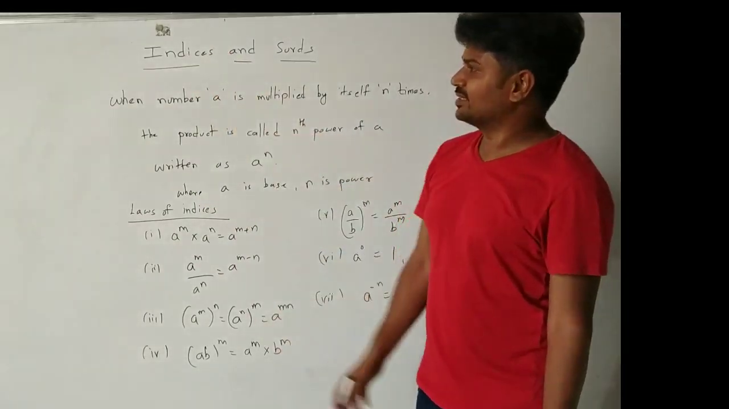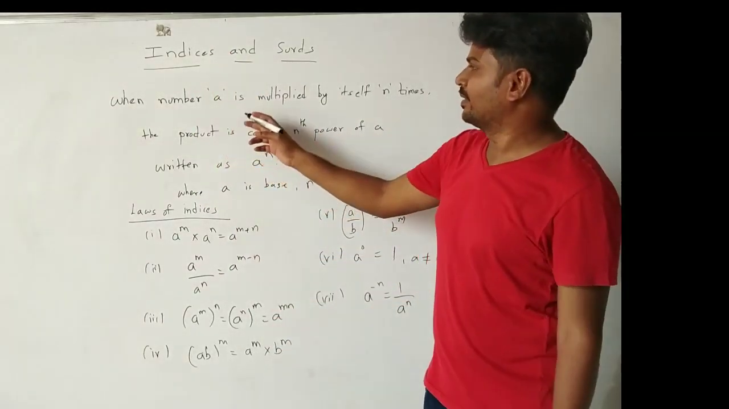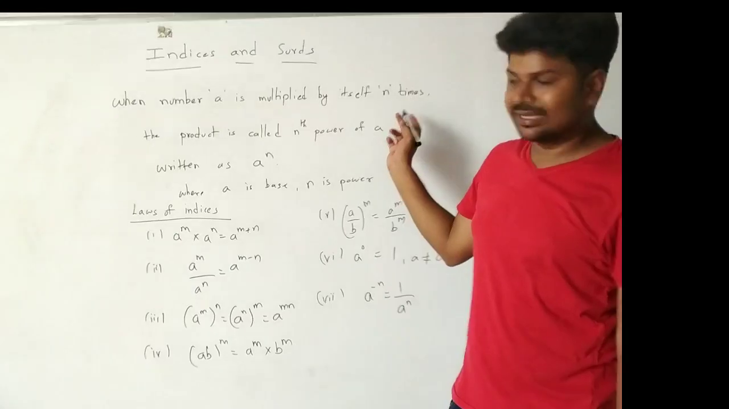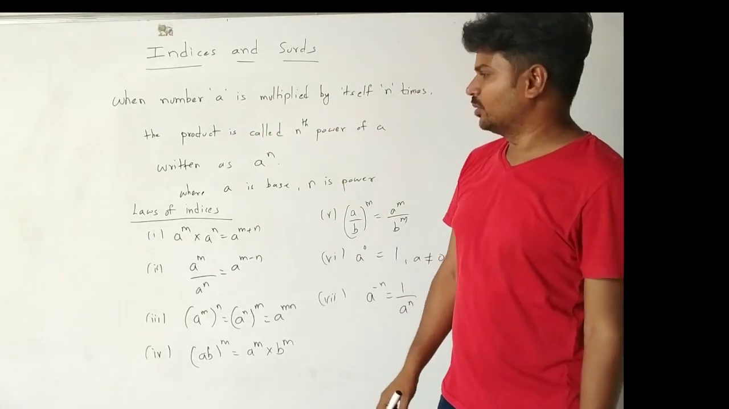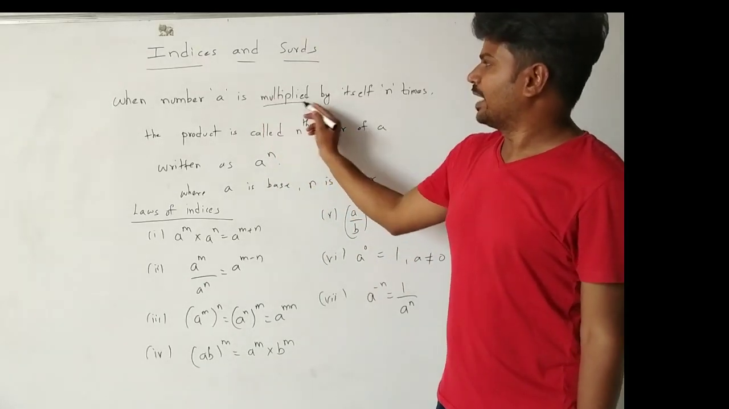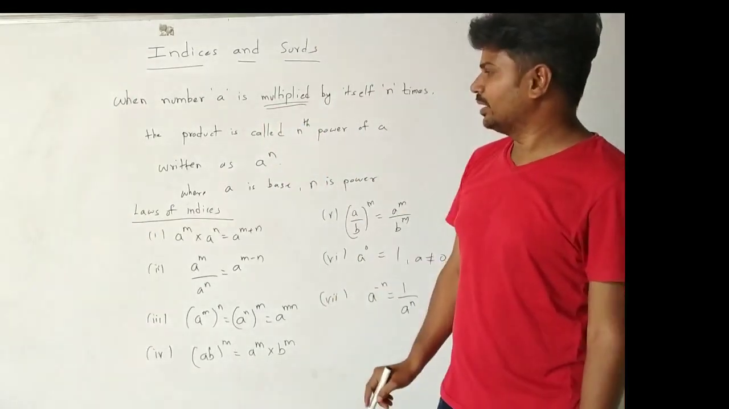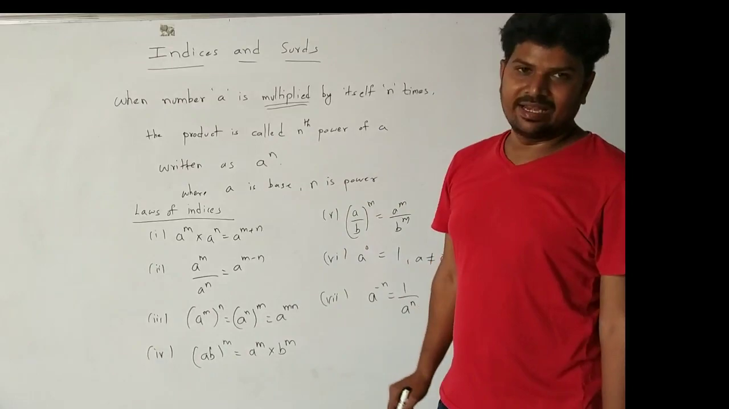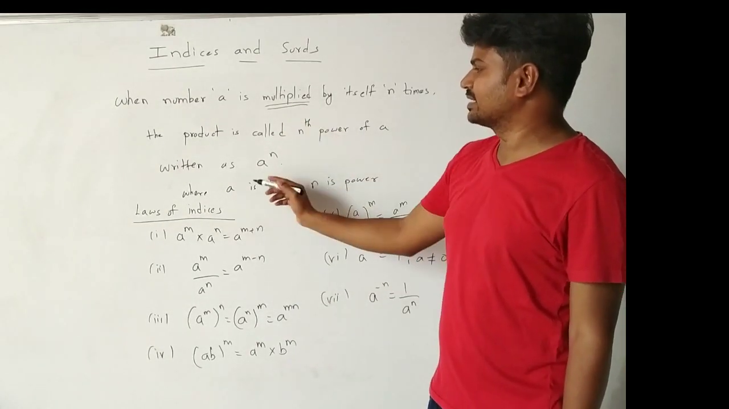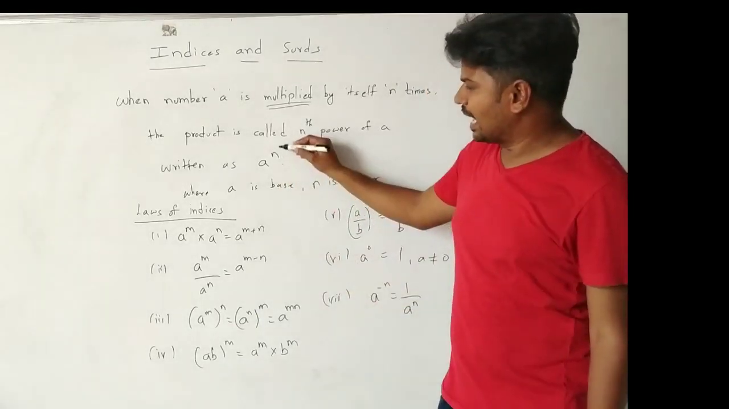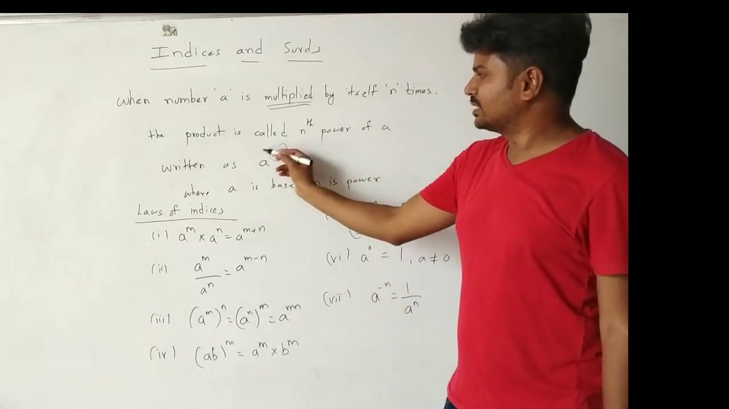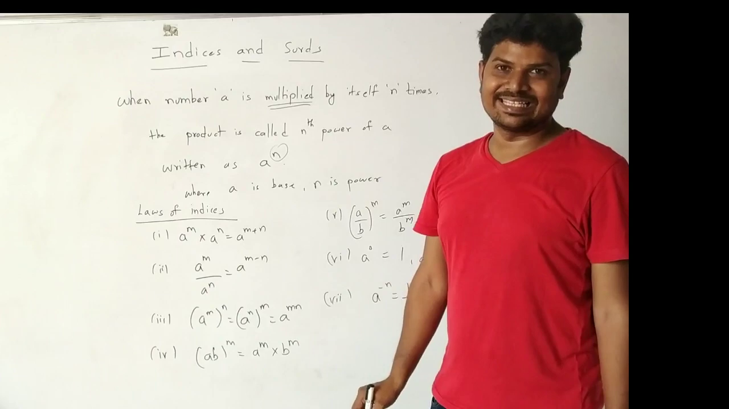And what is an indices? When a number a is multiplied by itself n times, then the product is called the nth power of a. It is also a multiplication type of problem, but here n can take any value. So it is written as a power n, where a is called the base and n is called the power. This complete thing is called indices.